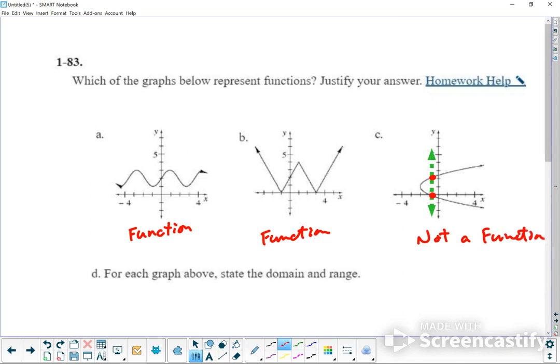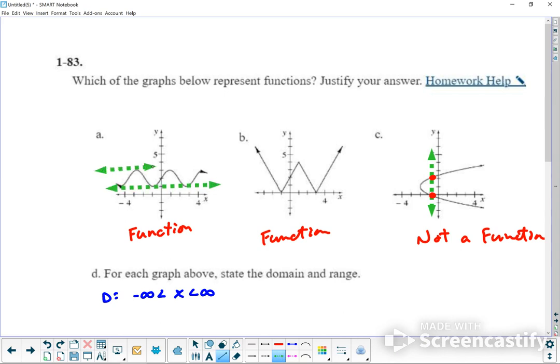For each of the above, find the domain and range. So that first one, since it keeps going to infinity to the left and goes to infinity on the right, we're going to say the domain is from negative infinity to infinity. The range is what's the lowest it goes. The lowest it goes is -1. What's the highest it goes? It goes to 3. So the range is going to be from -1, and it actually touches -1, to 3, and it actually touches 3.